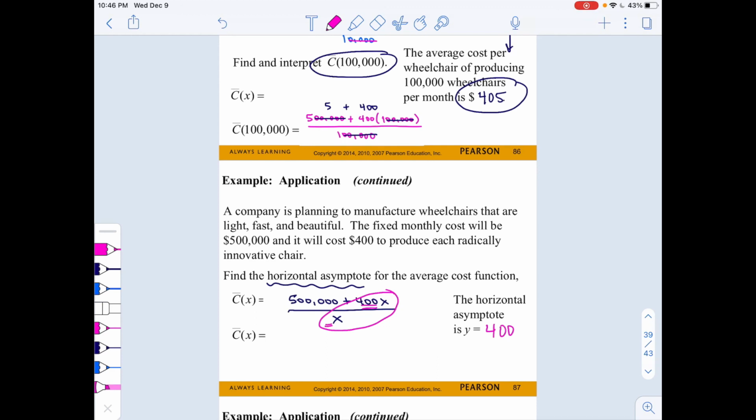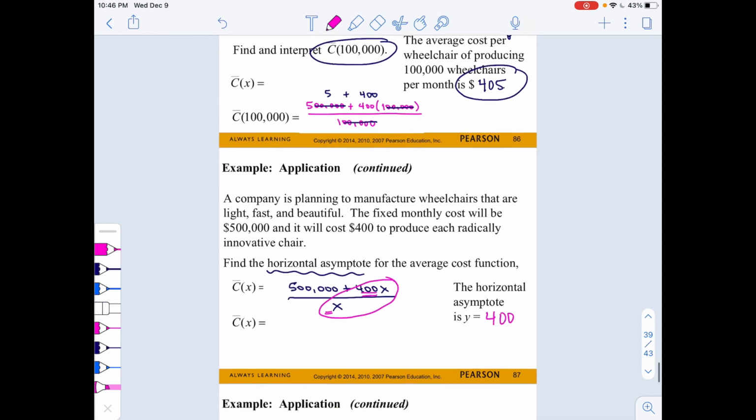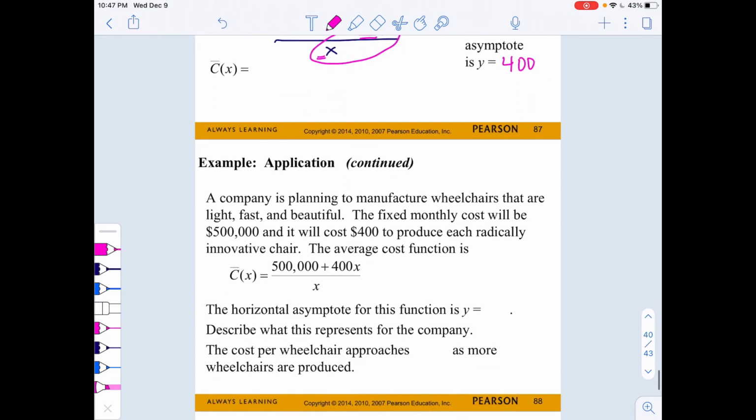So what would we expect to happen? No matter how many chairs we keep adding in, it's never going to get below or even touch that 400 point. So our horizontal asymptote was 400. It says describe what that represents for this company. What that means is the cost per wheelchair approaches 400 as more wheelchairs are produced. So no matter how many wheelchairs we produce, it's still going to cost us at least 400 to cover all the costs of whatever goes into the company and then the cost of the chair.